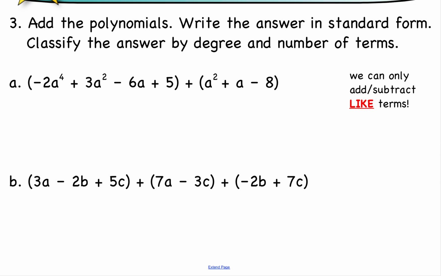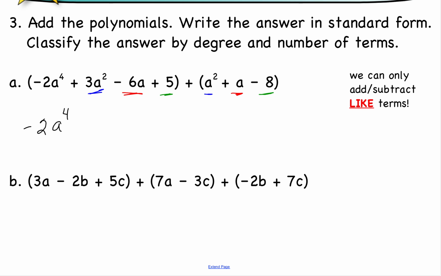So what terms do I have that are alike here? I have an a squared term here and an a squared here. And then I have a 6a and an a. And then I also have a constant term, a plus 5 and a minus 8. So those are my like terms. So when I add them together, the negative 2a to the 4th does not get added to anything. So he stays in the answer. He's going to go first.